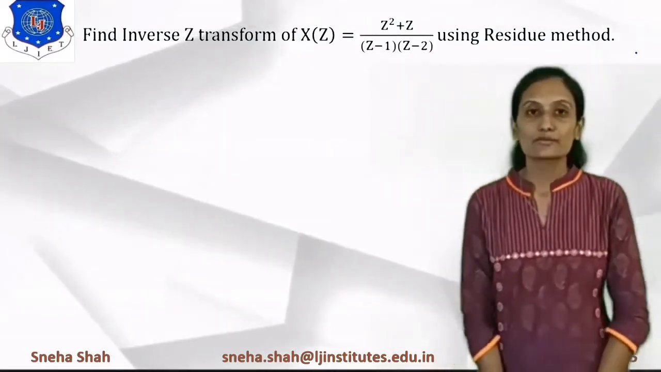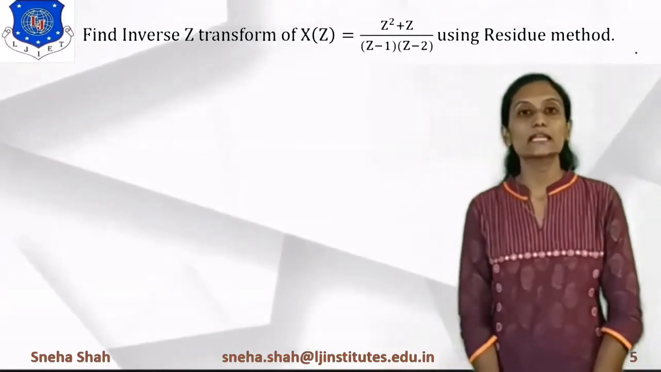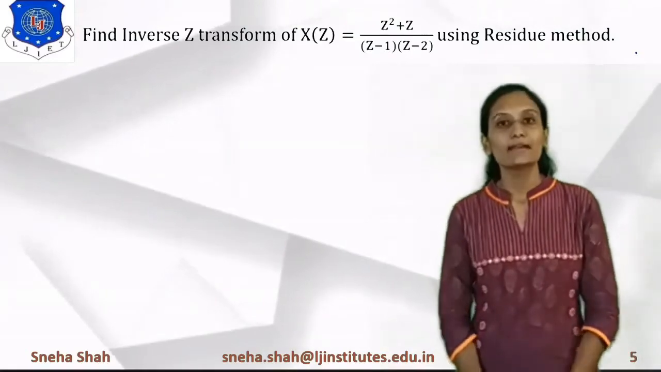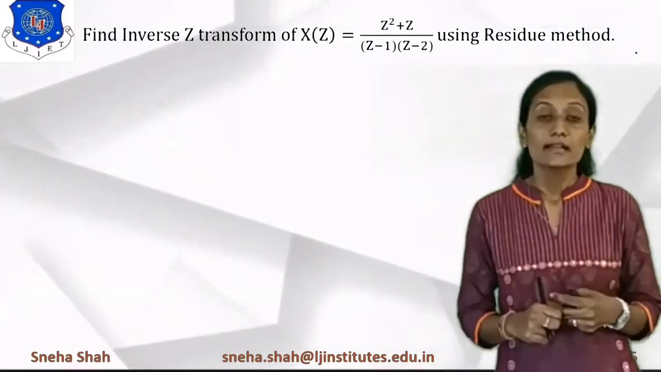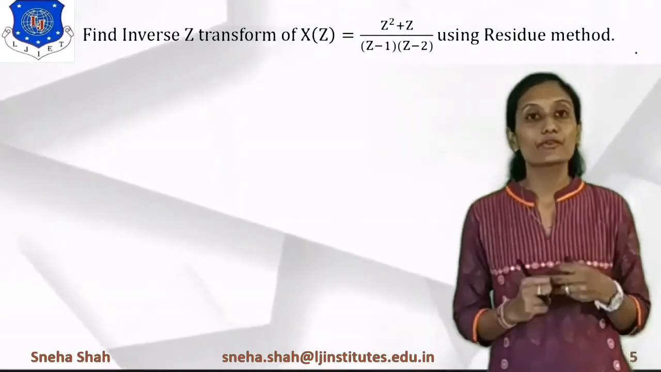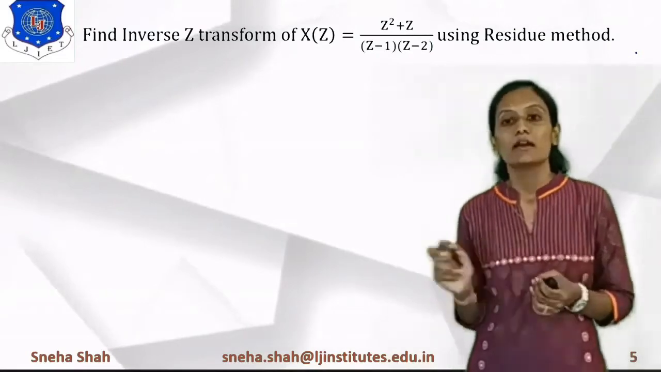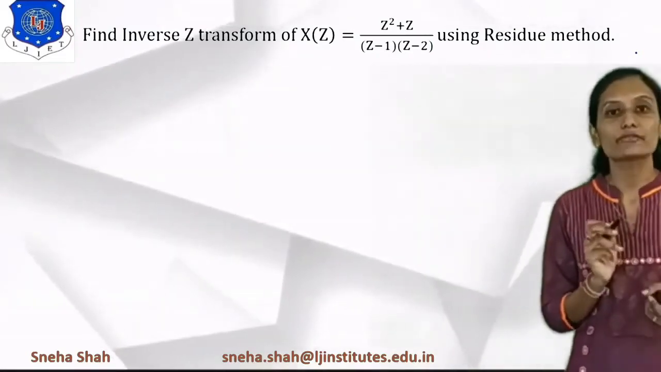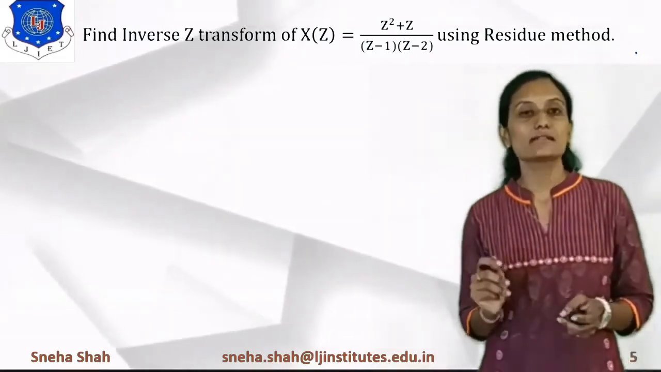Now how do we solve any example to find the inverse z transform by using the residue method? For that, first of all we have to find the residues. Now how do we find the residues? For that, first of all we have to factorize the denominator. Over here the factors are already given to you for the denominator, so there is no need to find factors for this.